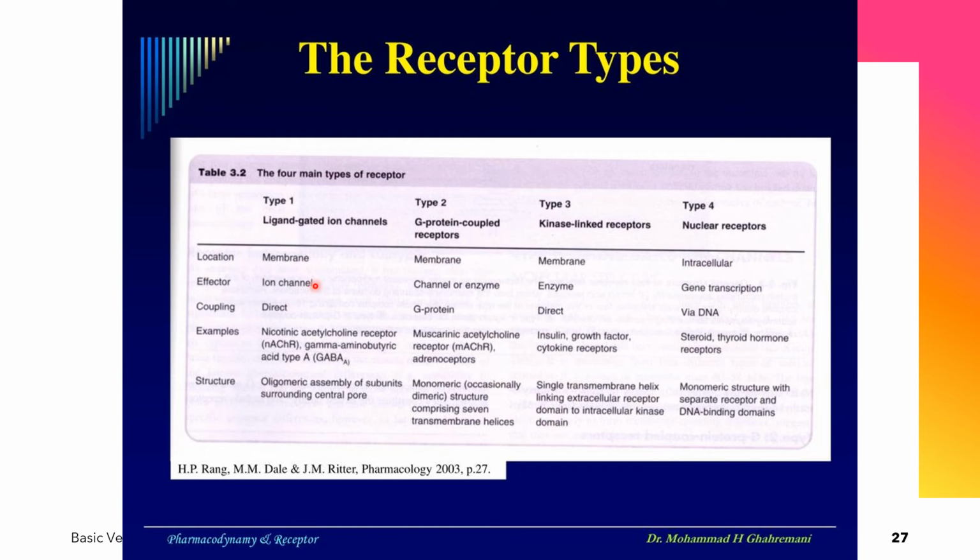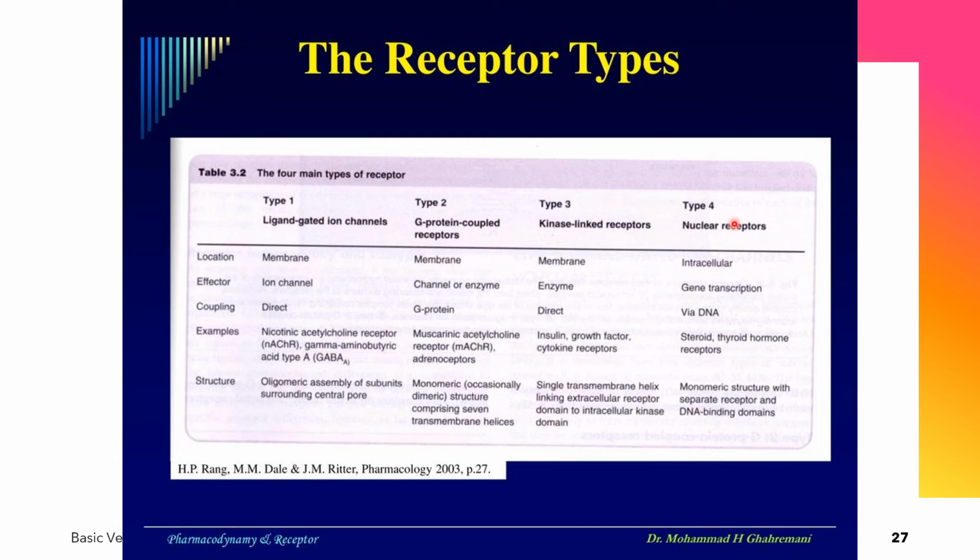In terms of their effector, for the ligand-gated ion channels, the effector are the ion channels. When we say effectors, these are molecules that translate the drug receptor interaction into a change in the cellular activity. For the G-protein coupled receptor, its effector are the channels or the enzyme. And for the kinase link receptor, its effector is the enzyme kinase.